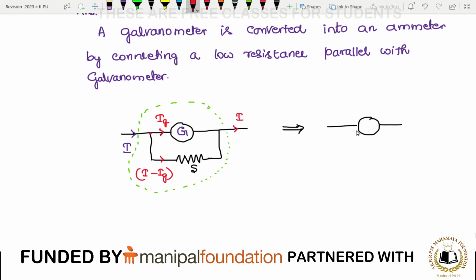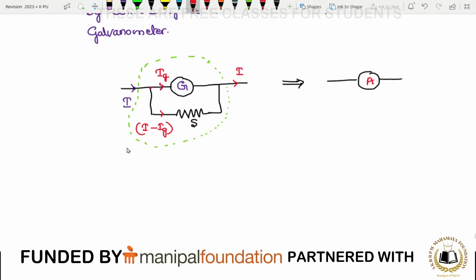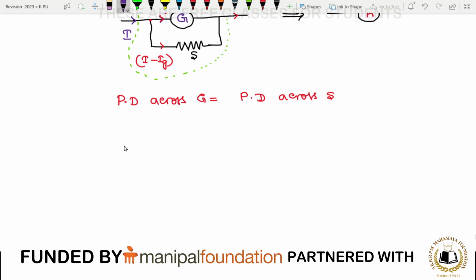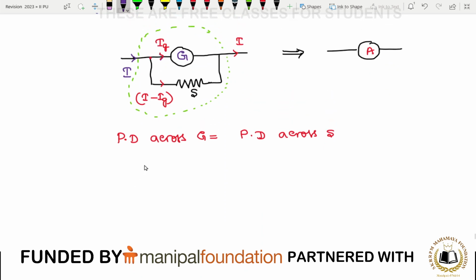That much part will act as what? Ammeter. What I mentioned in the dotted line will act as an ammeter. Okay. Now we derive the equation for this one. Potential difference across G, the galvanometer, is equal to the potential difference across S, because these two are connected in parallel.